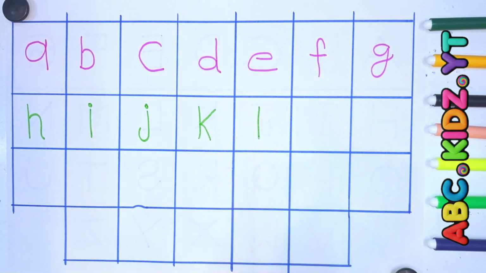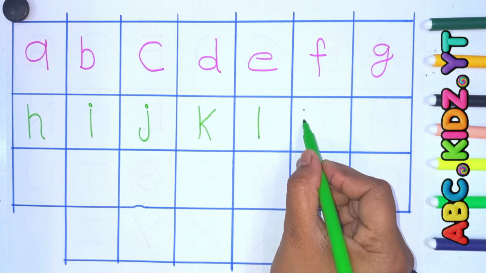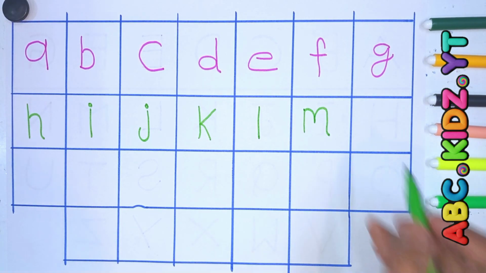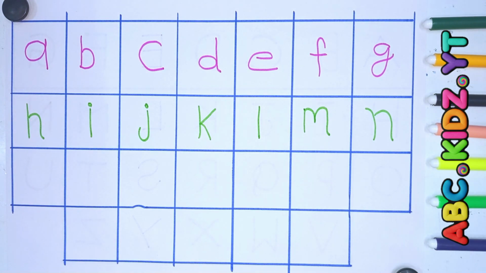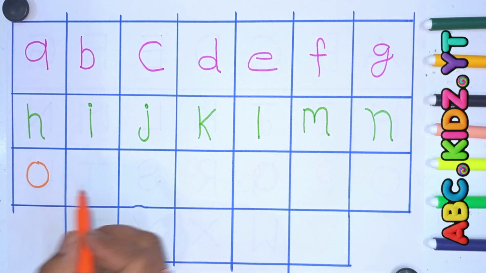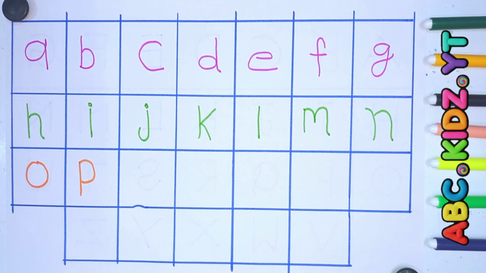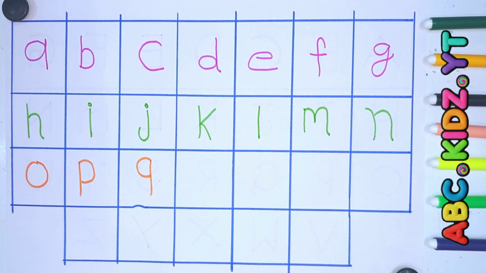L for lion. M for mango. N for nest. O for orange. P for peacock. Q for queen.